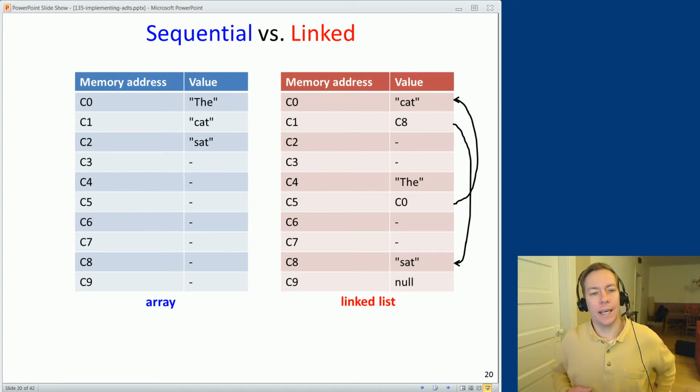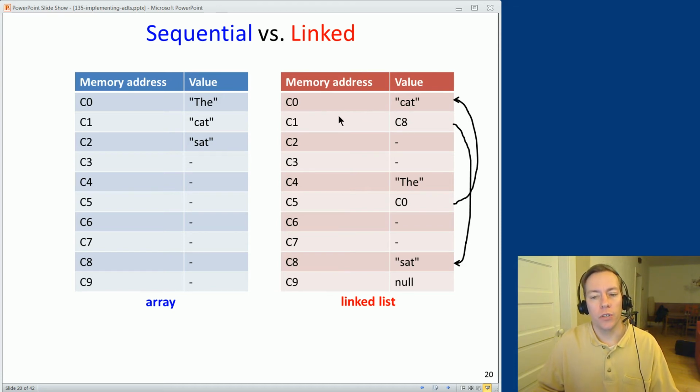Here is a comparison of a sequential and a linked structure. A sequential structure like an array might contain a bunch of slots. How many do I have here? 10. That can store 10 different strings, and the cat sat are the first 3 things in there, at memory addresses C0, C1, and C2. And we've got strings in here.